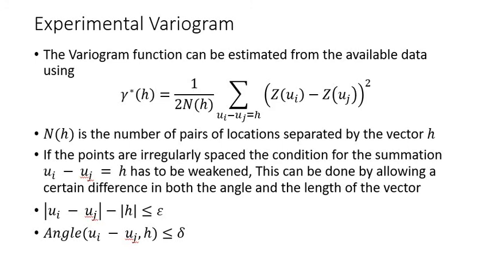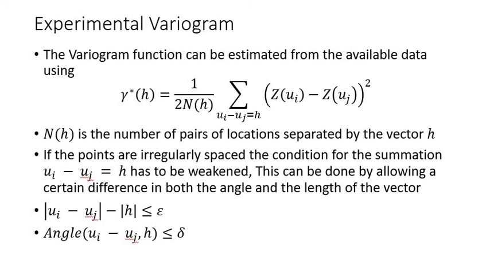So N is a function of h. And then you sum with respect to the difference of the location, which is your vector h. This is the difference of the measurements between those two points, Z(ui) minus Z(uj), and then you square everything. I think this will be clear on the next slide where we look at an example. So what is N(h)? N(h) is the number of pairs of locations separated by the vector h.